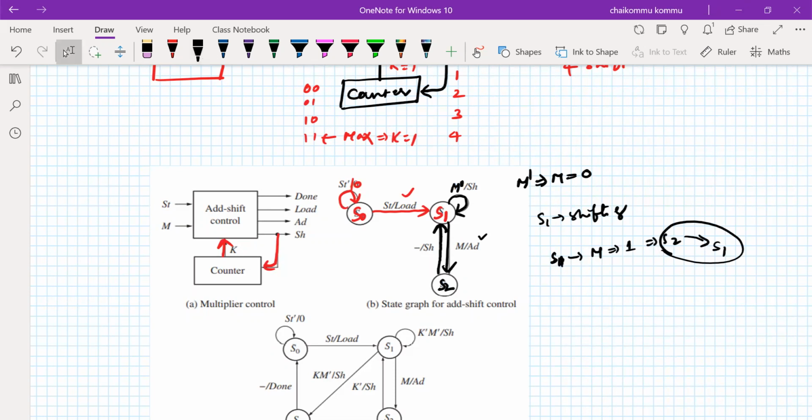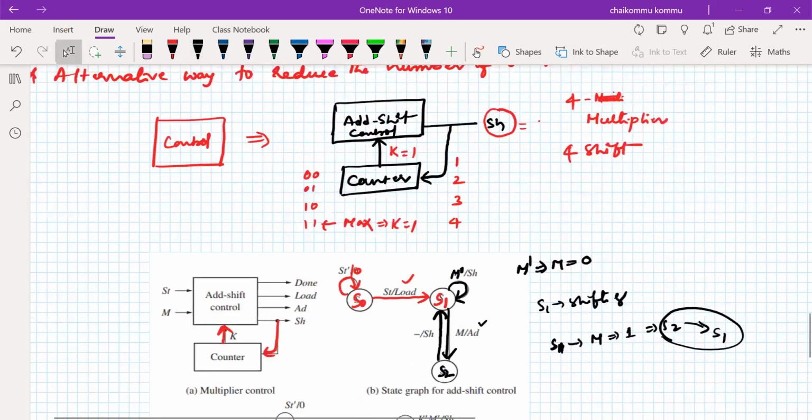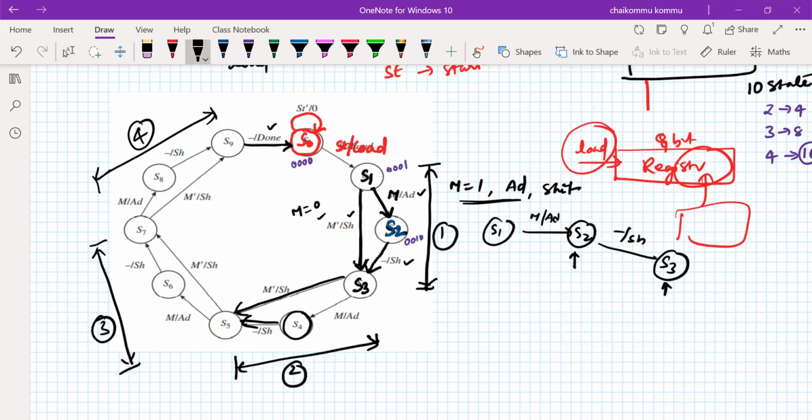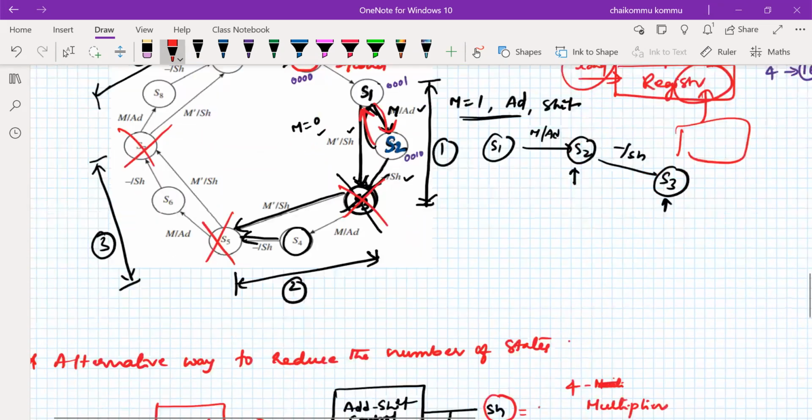In the previous one we saw, so there is no need to go like this. So for the shifting operation, there is no need to go here. You fix S1, and you find M is equal to 1, remove this one, come back to this one. So don't go for this one, just keep it here itself. Therefore we can remove this state. Like this we can remove here also. So we have to change the information in that way.